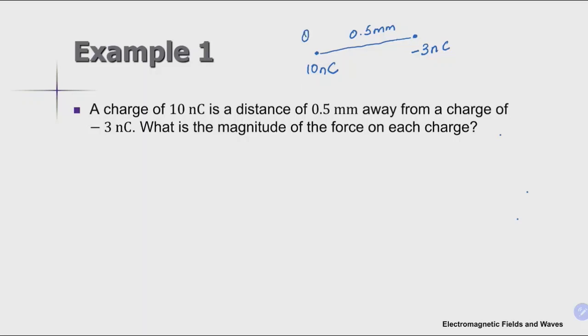So if I define this as Q1 and this as Q2, then my force F1. Here it's not asking for a vector, just the magnitude. So we know that the magnitude of the force F1 will be equal to F2, and that will be equal to the equation Q1 Q2 over 4 pi epsilon naught r squared.